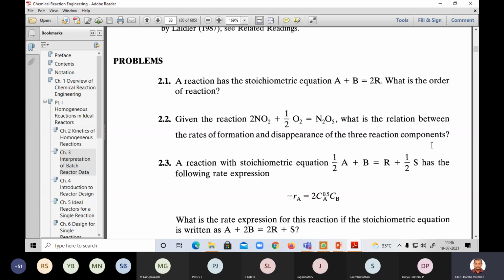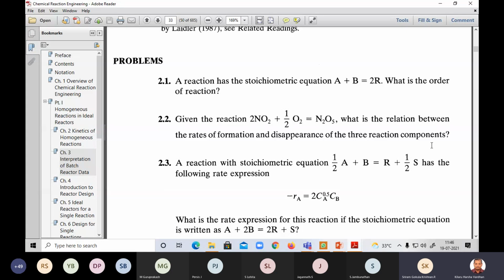A reaction has this stoichiometric equation: A plus B gives 2R. What is the order of the reaction? Can you tell the order of the reaction? Make a try. Let it go wrong, no problem. These are all just 2 marks questions. Yeah, 2 I guess, sir. 2 you guess, good guess.